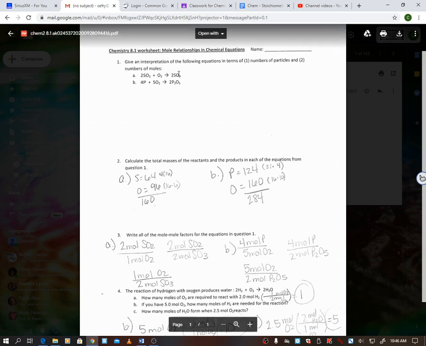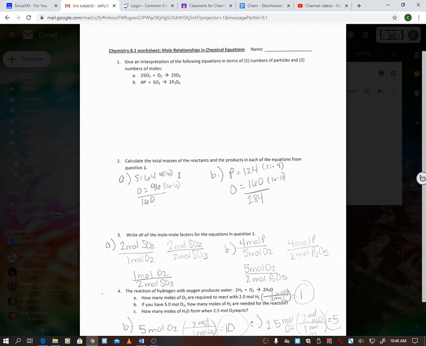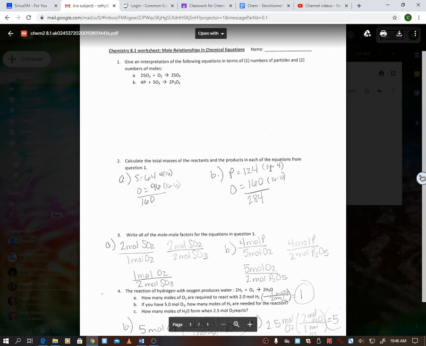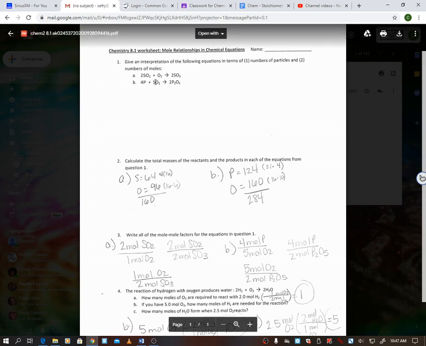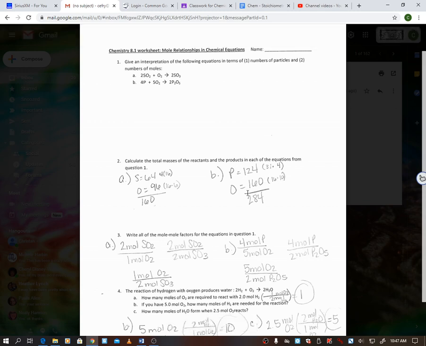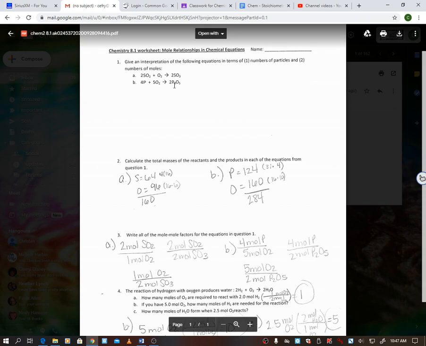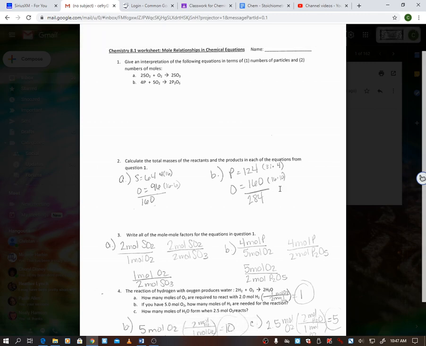Now if I look at the product side, I have 2 sulfurs, which is what I had here, and I have 6 oxygens, which is what I had here. So it should be the exact same. Now on B, phosphorus weighs 31, and there are 4 of them. So I took 31 times 4, and that's how I got 124. Oxygen, there are 10 oxygen, and they each weigh 16, so that's 160. Add that up, and you get 284. Now notice up here on the product side, I've got 4 phosphorus, and I have 10 oxygen, just like on the reactant, so it should be equal.